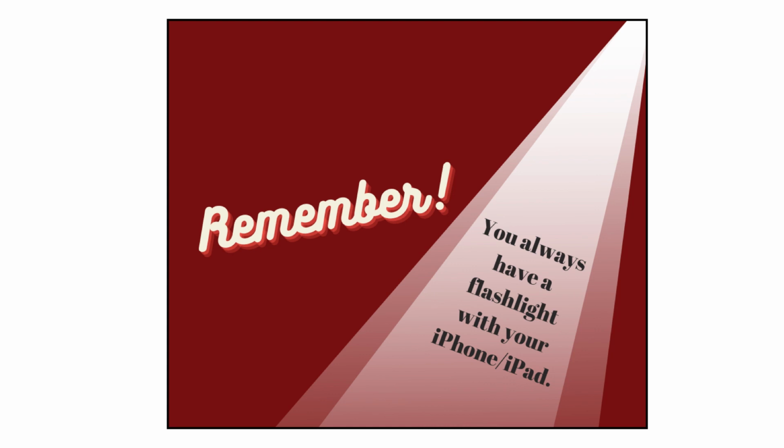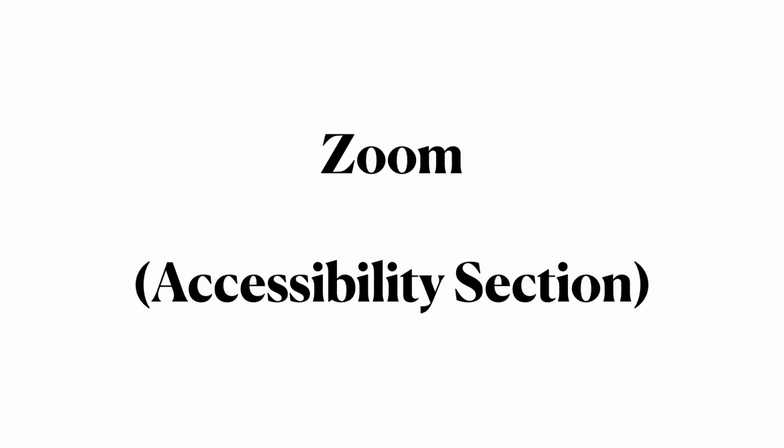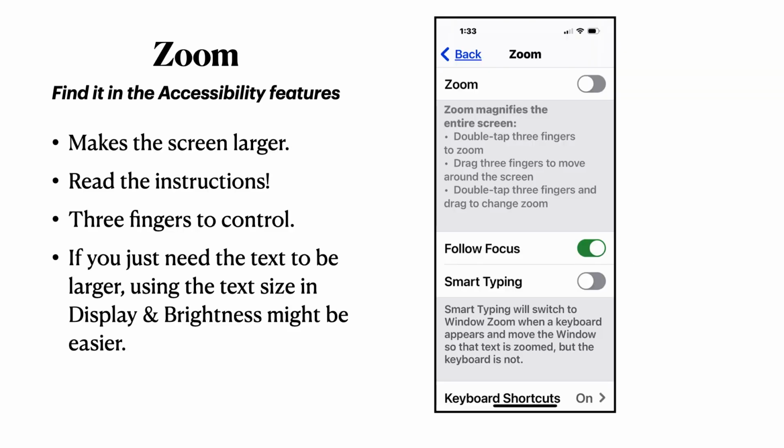We're going to move on to Zoom. And Zoom is an option you will find in the accessibility section. And this feature does take some practice. You need to read the directions that go with it. Need to read the small print. So, what do you do? Well, you open Settings, and this time you're going to scroll down to Accessibility, and you're going to look for the Zoom option.